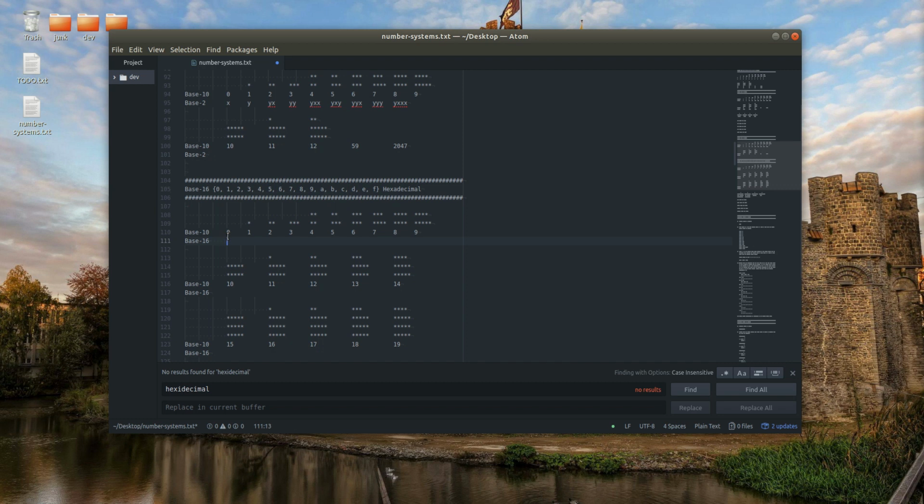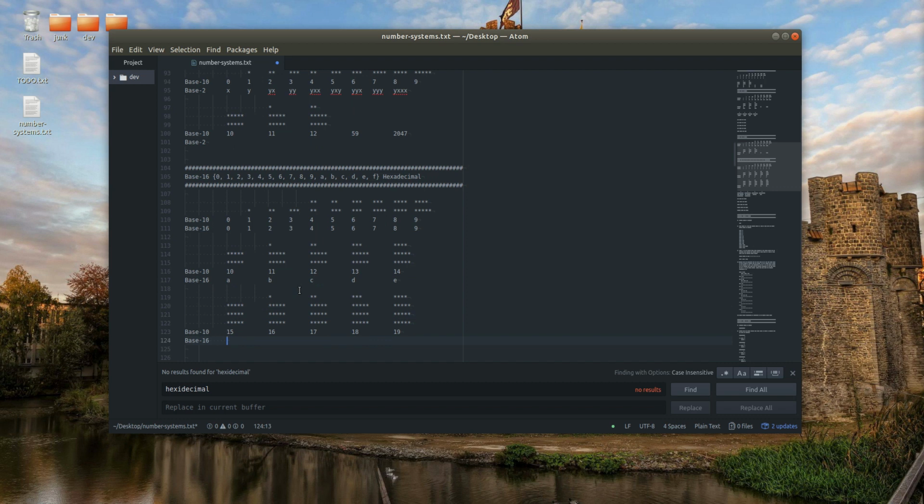Alright, so in base 16, from 0 to 9, it's exactly the same. 10, since we haven't run out of symbols yet, we just use the next symbol, which is A. 11 is just the next symbol, B. C, D, E. 15 is F. Now F is our last symbol.